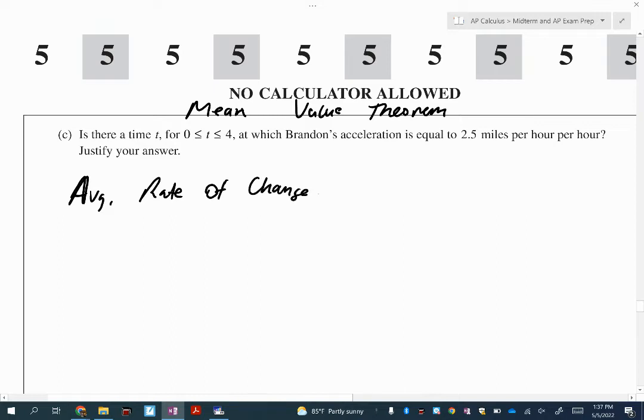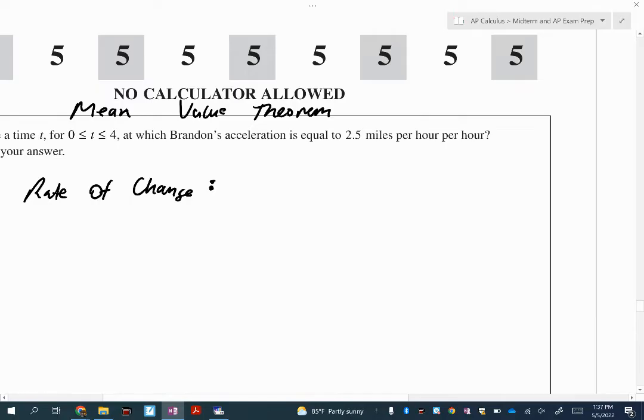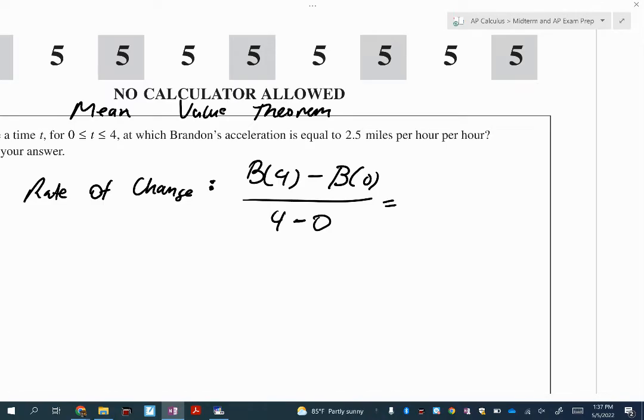Here's how you find it. You take the largest x value, in this case it's a t value, so I'm going to do b of 4 minus b of 0 over 4 minus 0. We actually did this a couple problems ago, I think on number 3 in part A. So look at the table. At time t equals 4, what is Brandon's velocity? 11 miles per hour. At time t equals 0, what is the velocity? 1. So 11 minus 1 over 4 equals, what is 10 divided by 4? It's 2.5.